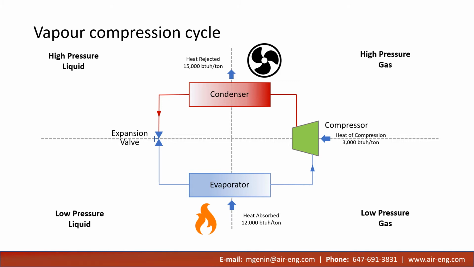Next, we have the expansion valve, and this is probably the most important part of the system and also the most overlooked. Refrigerant is forced through a small opening inside the valve where the pressure drops from the high side to the low side. And when this happens, the refrigerant expands rapidly and it changes from a liquid to a gas, or some mixture of liquid and gas.